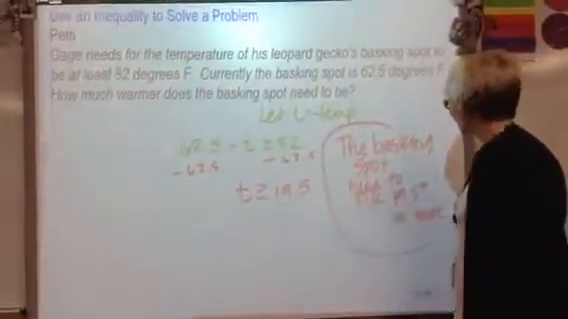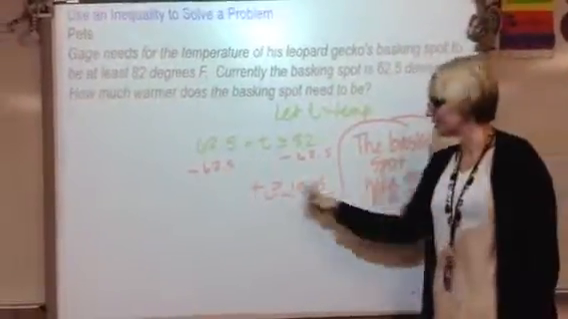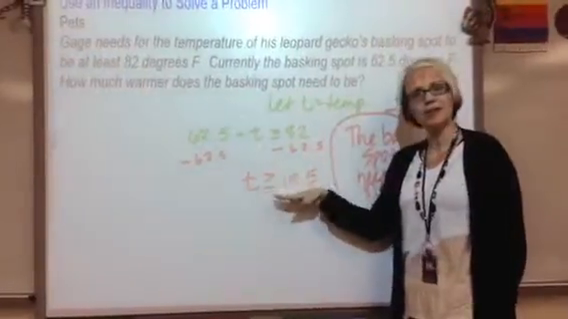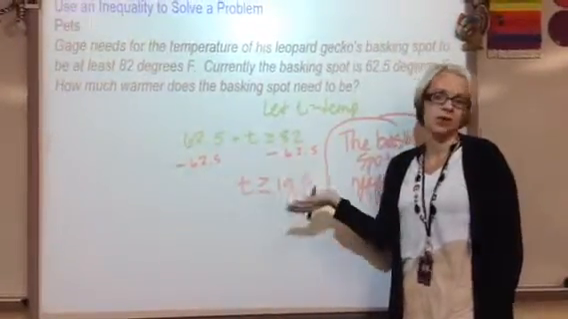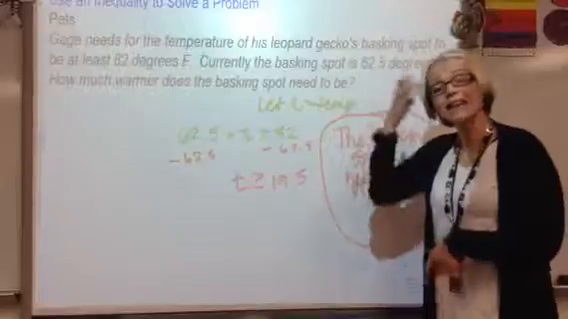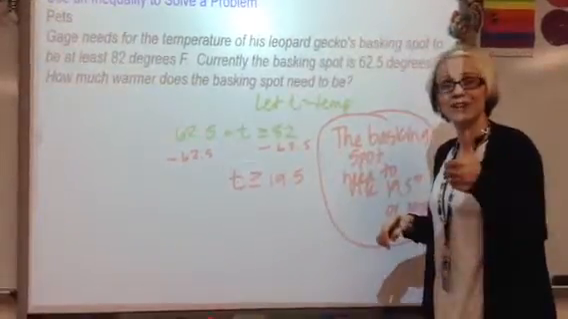Now, could you say this in a different way? Absolutely. You could say something else as long as you are making it true that it could be 19.5 degrees or greater. You'd be fine. Try that last example in your notes, and then you're ready to go for tomorrow.